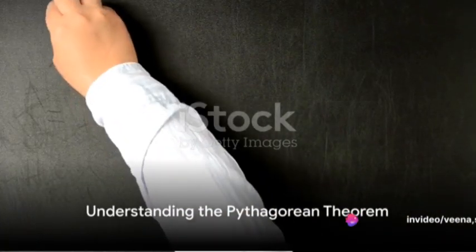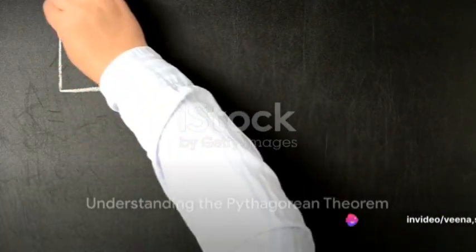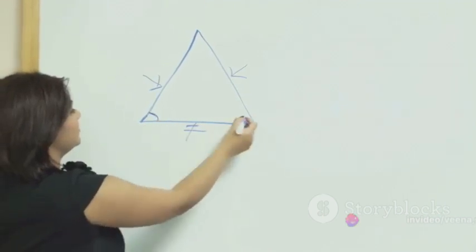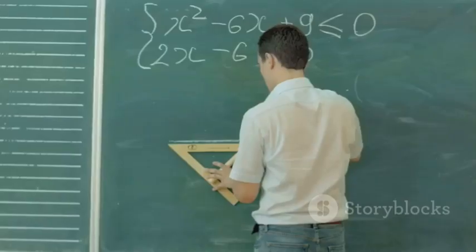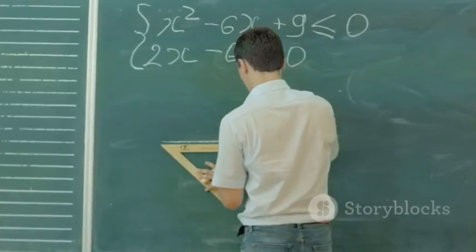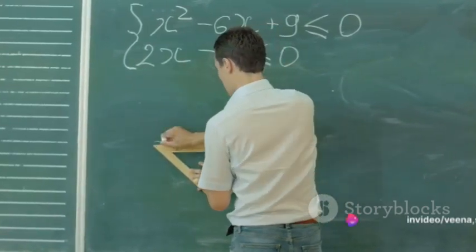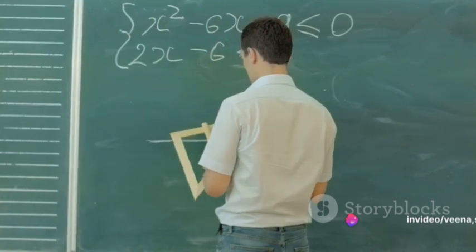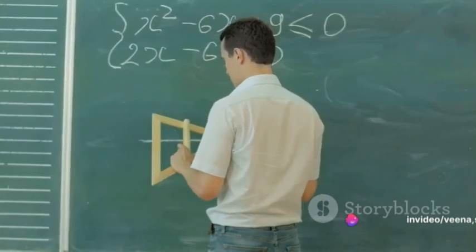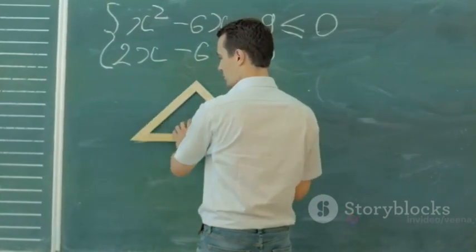Firstly, let's demystify what the Pythagorean theorem actually states. Remember those right-angled triangles from your math classes? The theorem applies specifically to them. It says that in a right-angled triangle, the square of the length of the hypotenuse, the side opposite the right angle, equals the sum of the squares of the lengths of the other two sides.